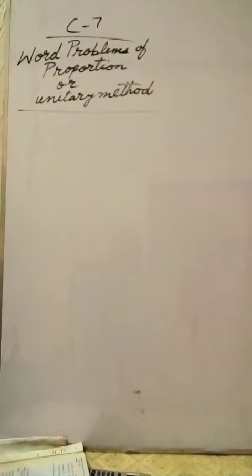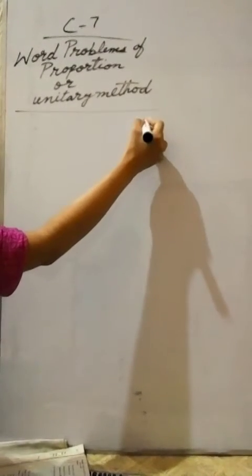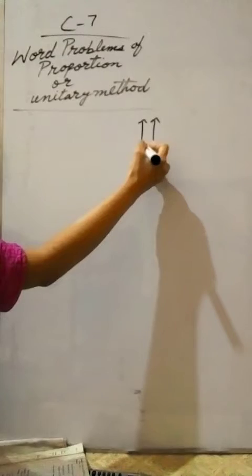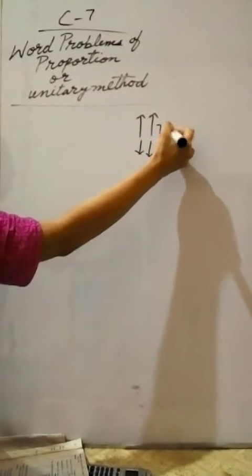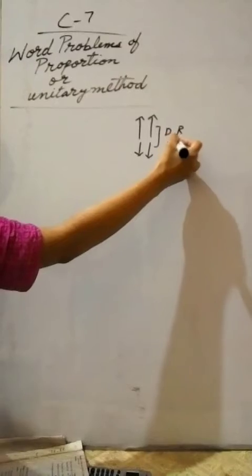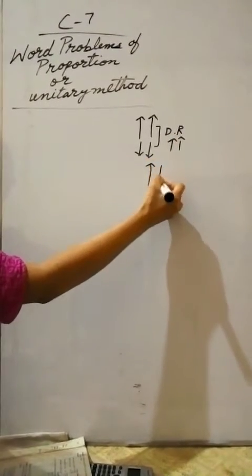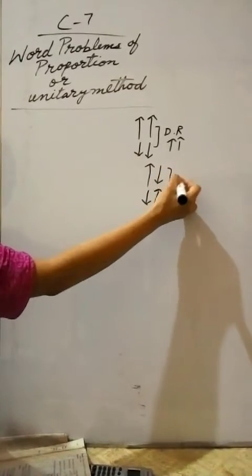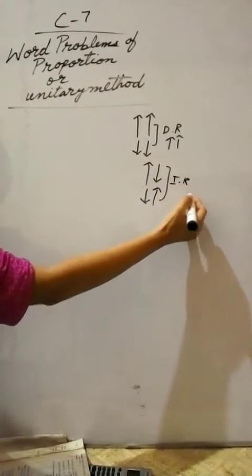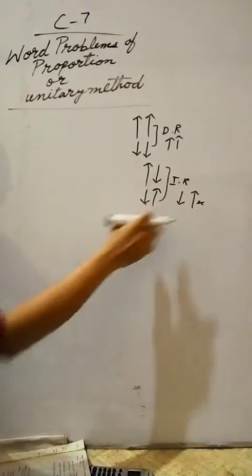Today we will start the word problems of apportion or unitary method. We know that when we have two quantities increasing in the same sign or decreasing in the same sign, it's called direct relationship, and we always follow the increasement sign. And if one quantity is increasing and one quantity is decreasing, it means inverse relationship. And we always follow the increasement sign on x and decreasement sign on the other side.